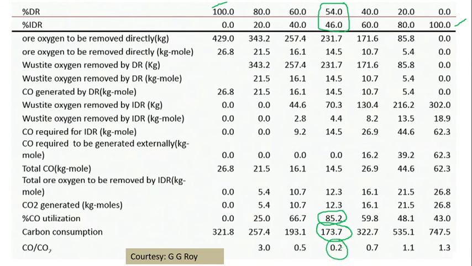If we are talking about 100% indirect reduction, the carbon consumption increases drastically high, 747. So from this table we can know the different proportions of direct and indirect reductions and their output values, and we can judge what should be the optimum conditions and optimum combination of direct and indirect reduction inside a blast furnace.